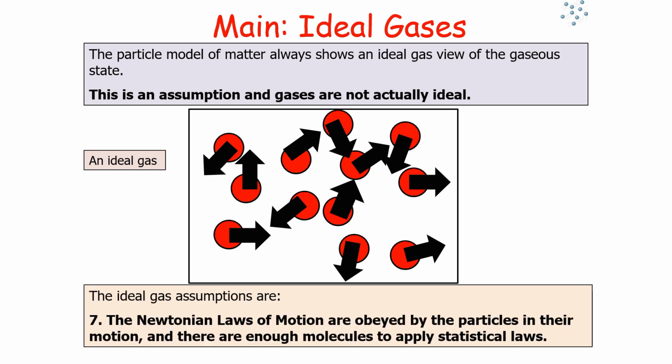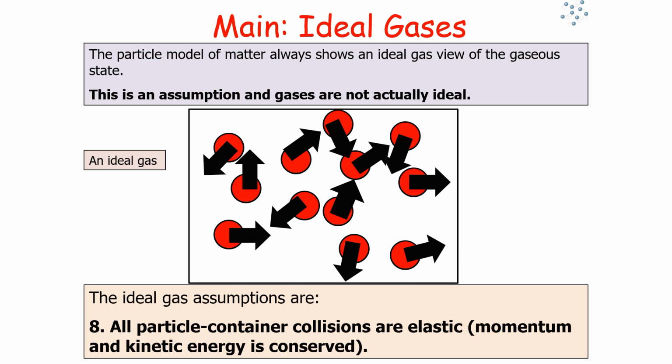Number 7, the Newtonian laws of motion are obeyed by particles in their motion, and there are enough molecules in a gas to apply statistical laws. Number 8, all particle container collisions are elastic, so when particles collide with the container that they are in, the momentum and the kinetic energy of those particles is conserved.